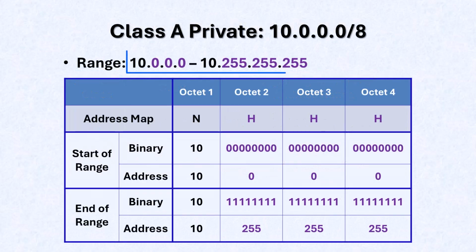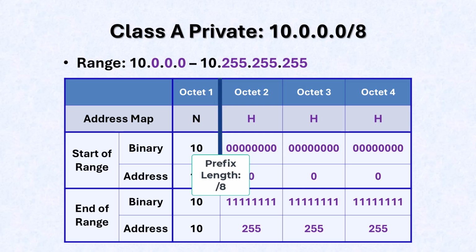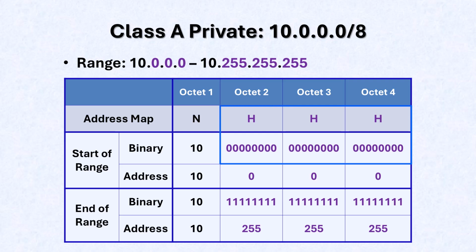Let's look at how the private IPv4 address ranges are determined based on the prefix length as specified by the standard. Class A is easy because the prefix length sits at an octet boundary. To get the beginning of the range, set all host bits to 0. This gives 10.0.0.0. To get the end of the range, set all host bits to 1. This gives 10.255.255.255.